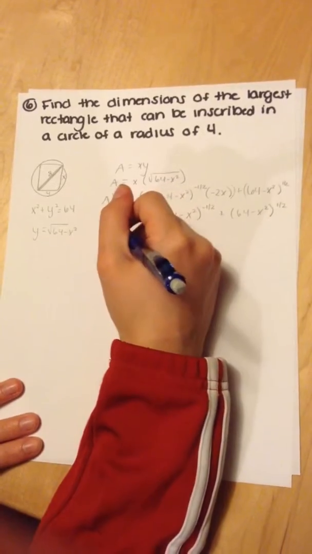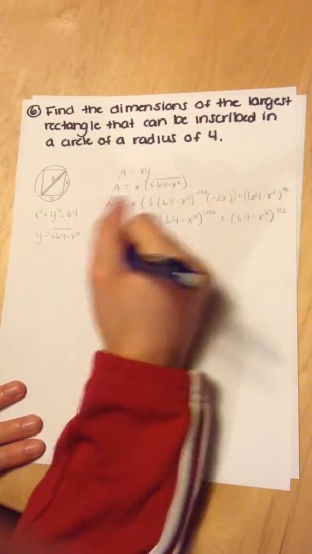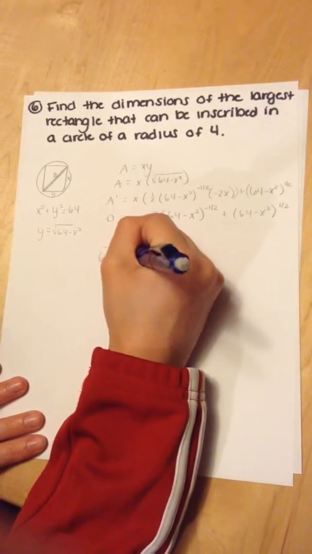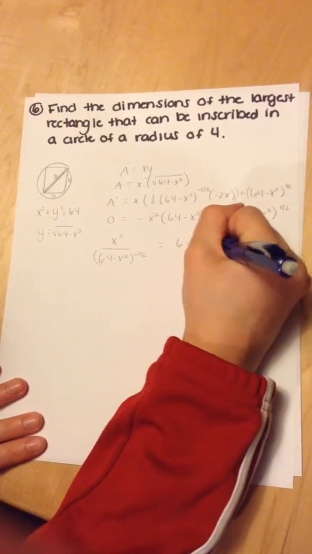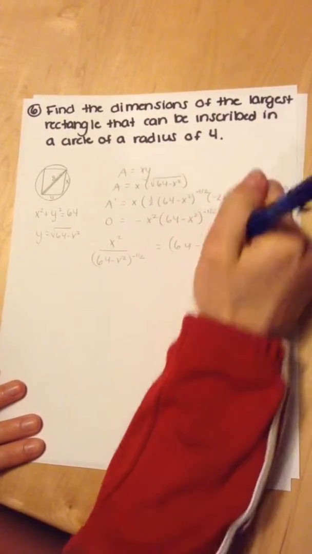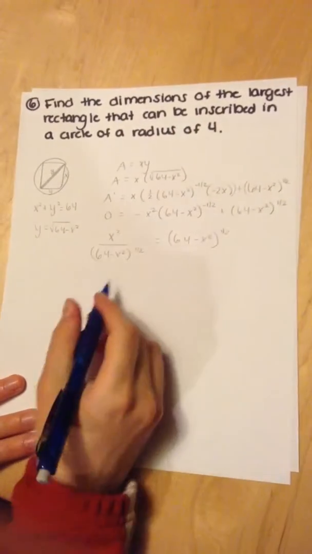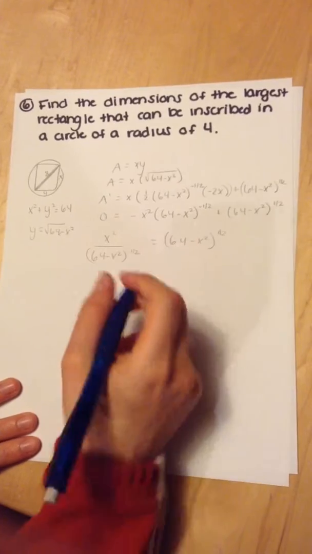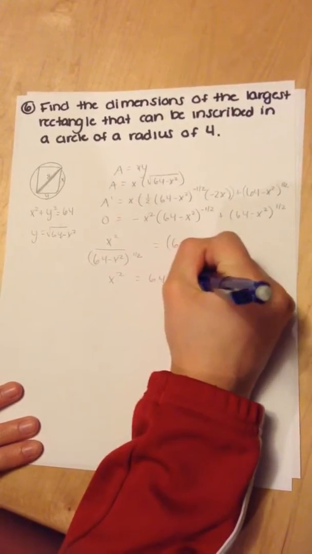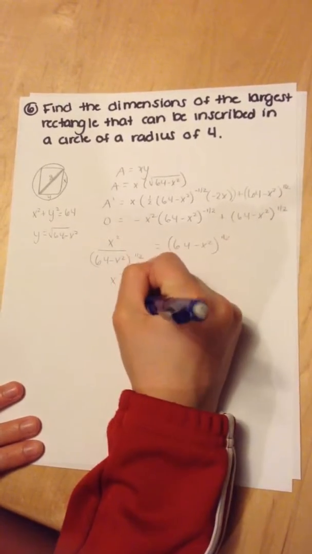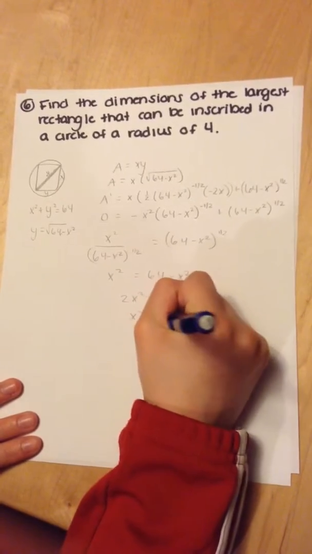And now if you just add this over, you have x squared over, move this to the bottom, 64 minus x squared to the negative 1/2 equals 64 minus x squared to the 1/2. This is going to turn from negative to positive. So now if you cross multiply, you get x squared equals 64 minus x squared. So 2x squared equals 64, x squared equals 32.